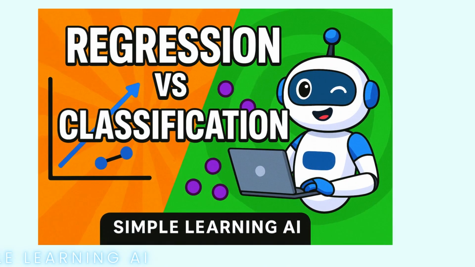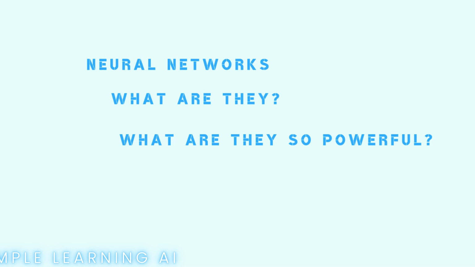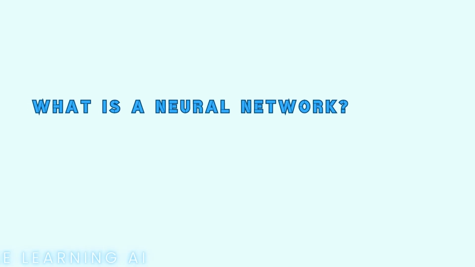In our last video, we explored types of regression and classification. Today, we're diving into the brain of machine learning, neural networks. What are they? Why are they so powerful? Let's break it down step by step. What is a neural network?